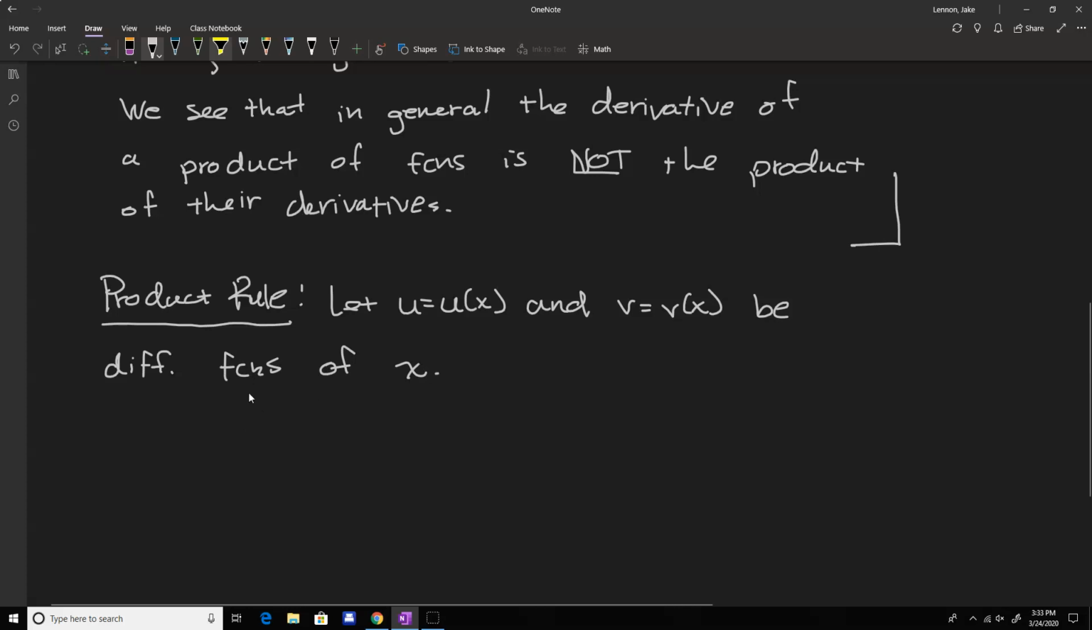Usually, so we don't crowd up the sheet with these formulas, rather than writing u of x and v of x, we're just going to write u and v and understand that those are both functions. So what does the product rule say? It says, if you're trying to take the derivative of the function u multiplied by v, what that is is u prime v plus u v prime.